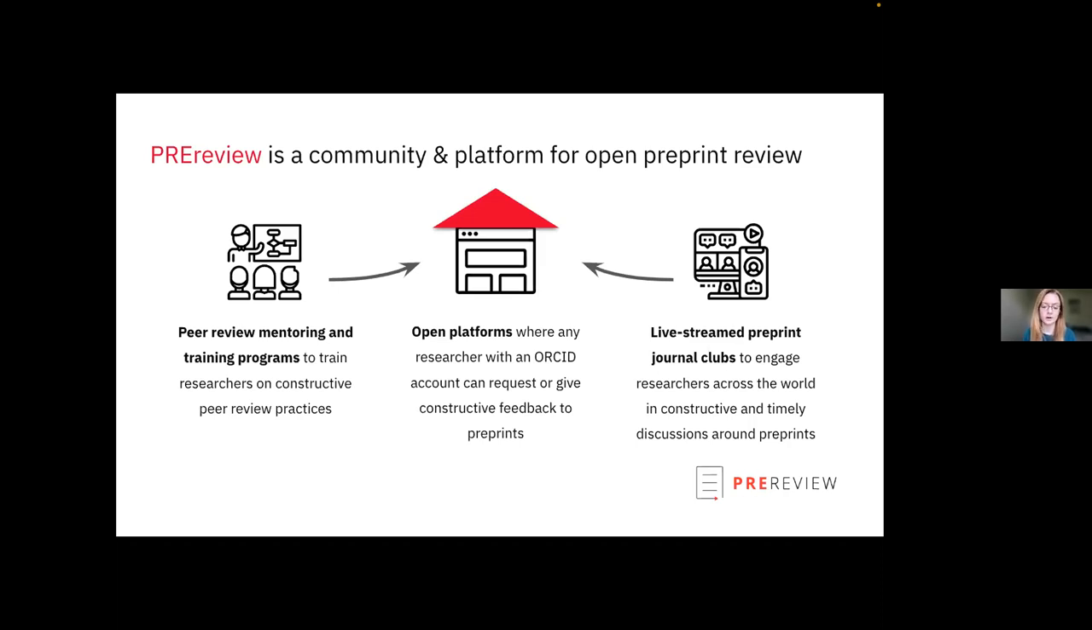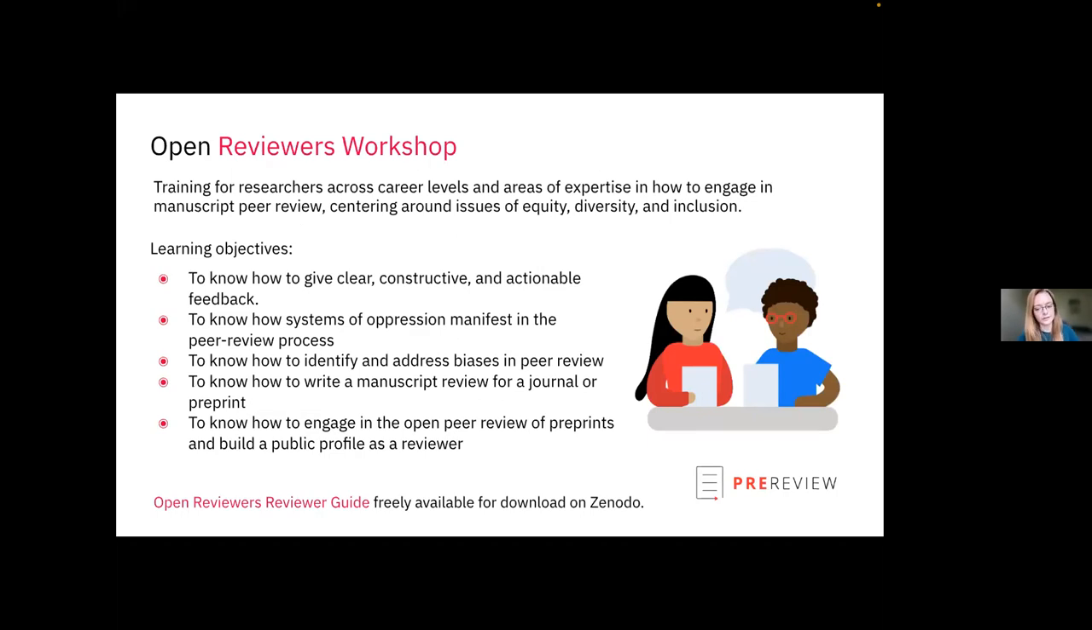So the central pillar is our open and collaborative infrastructure for participation in preprint review, alongside increasing diversity and bringing equity to peer review by providing training to early career researchers and encouraging collaborative global discussions of preprints via live stream preprint journal clubs. And we aim to increase the acknowledgement and recognition of conducting preprint peer review and sustain open practices and values. So we provide training for researchers across different career levels and areas of expertise in how to engage in manuscript peer review, centering around issues of equity, diversity, and inclusion.